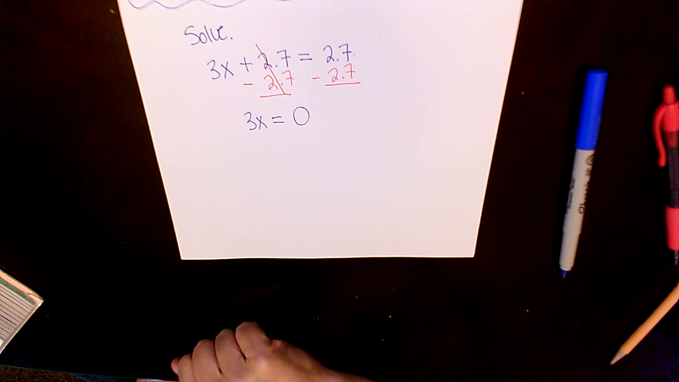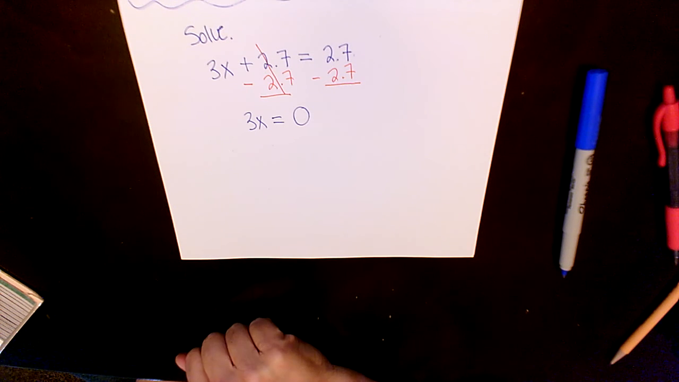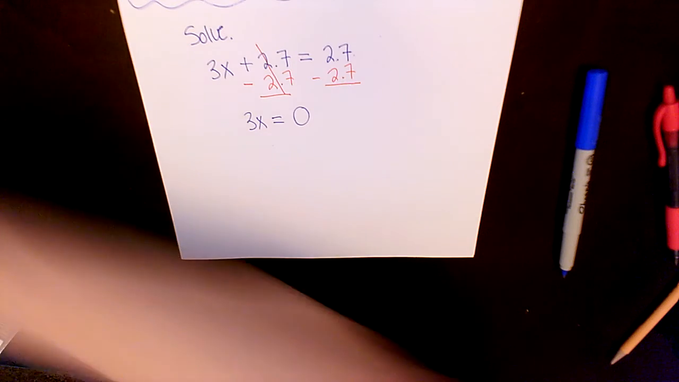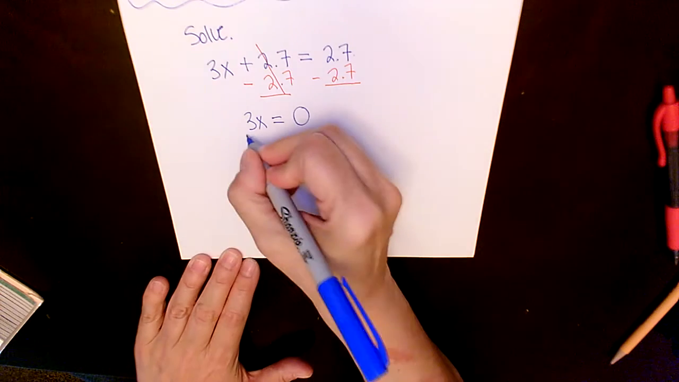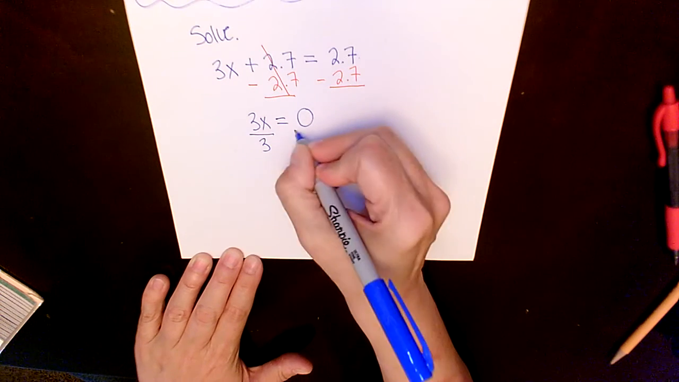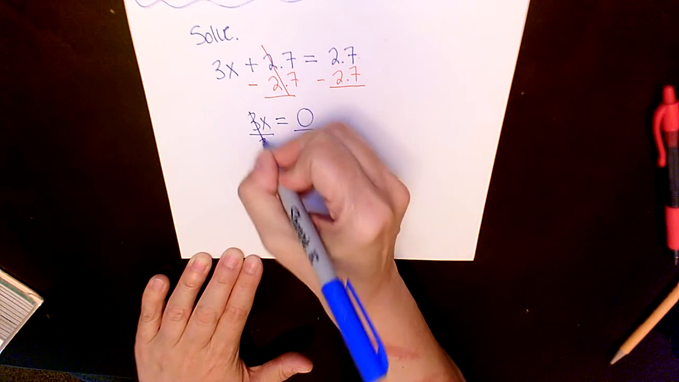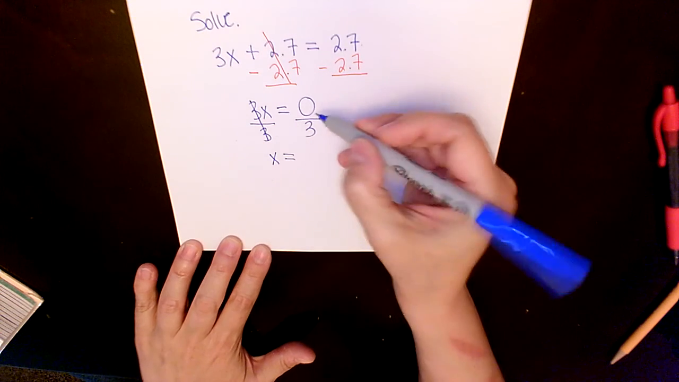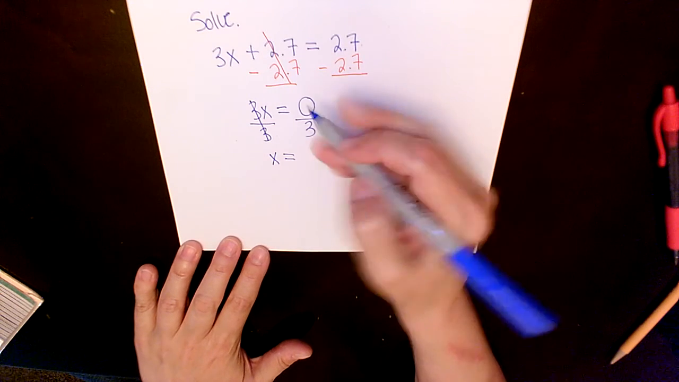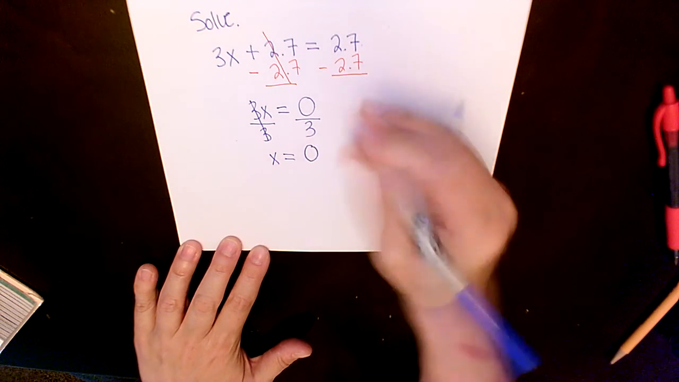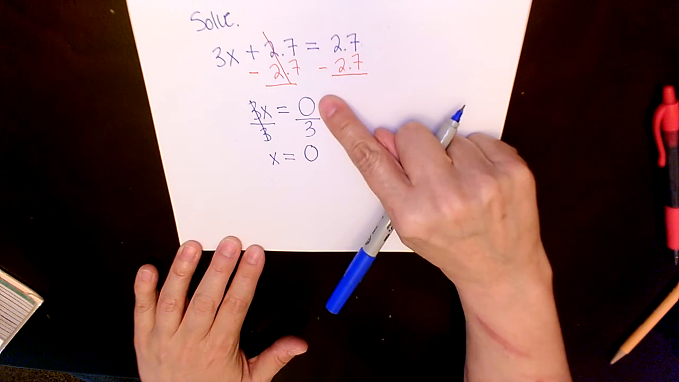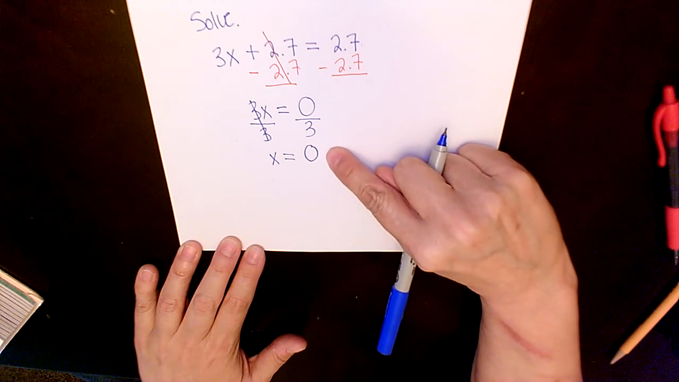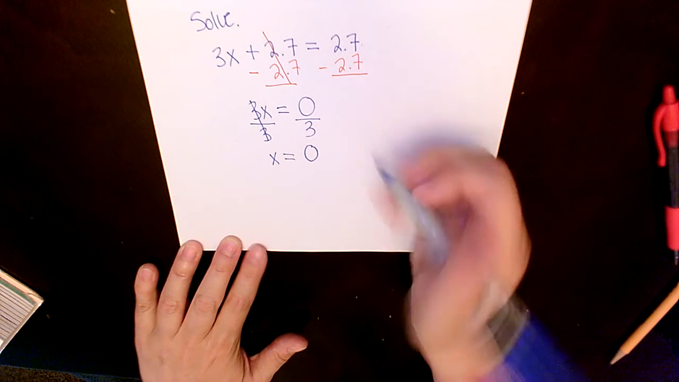We're just going to keep going with our steps. And we're going to divide both sides by 3, and those cancel. 0 divided by 3, remember that's 0. I can have 0 on top, but not on the bottom. So x equals 0.